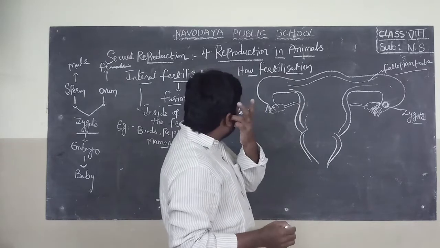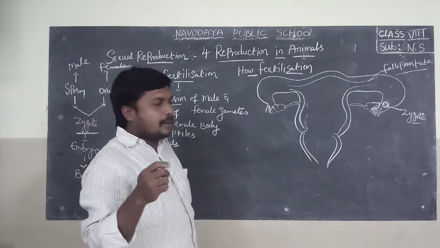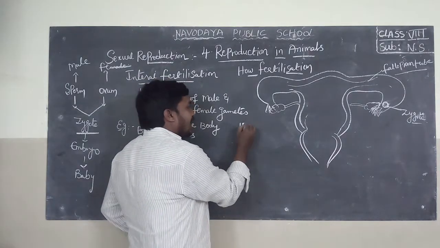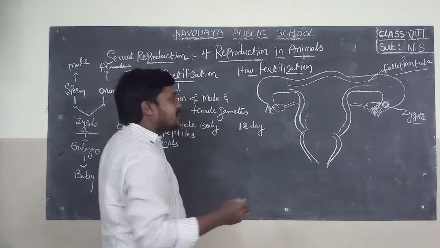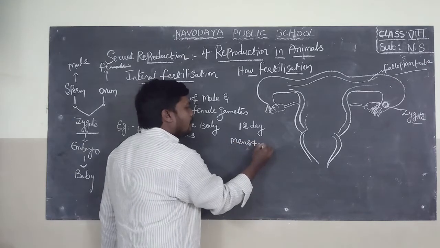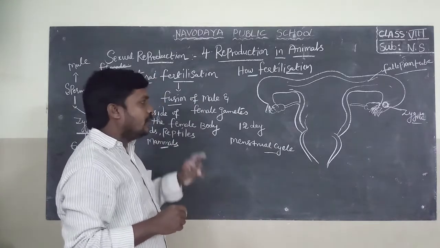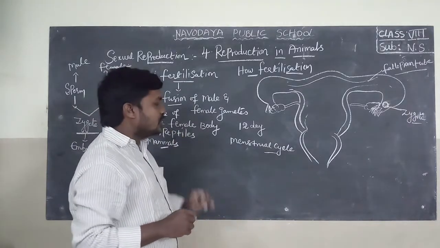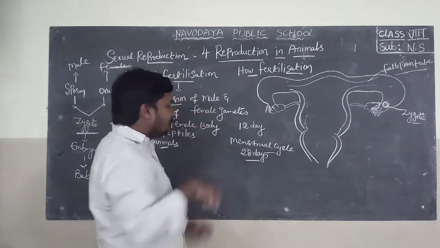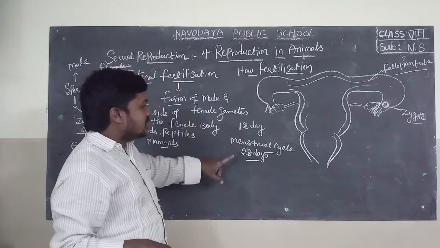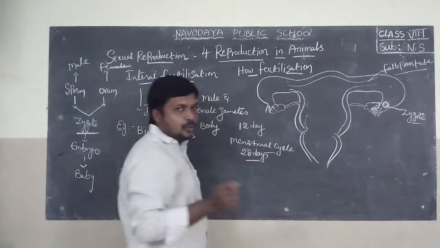If you observe here, when ovum is released by female human being, it is released at the 12th day of the menstrual cycle. Do you know, children, what is meant by menstrual cycle? Menstrual cycle means the cyclic changes which occur in female human being once in a month. The menstrual cycle is a 28 days cycle. At the 12th day, or 12 or 13 days, the ovary releases ovum. Ovum can live only one day.